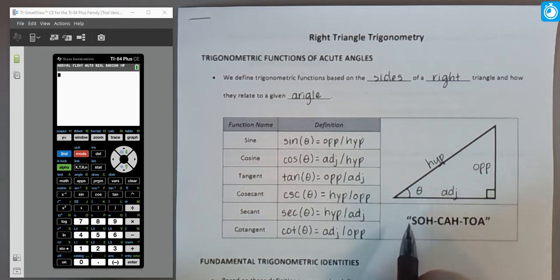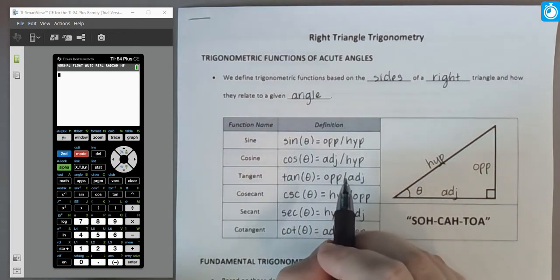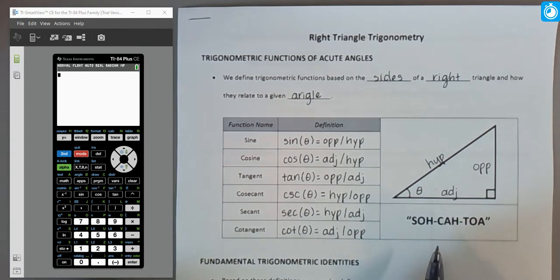So sine is defined as the opposite side divided by the hypotenuse, so SOH. Cosine is defined as the adjacent side divided by the hypotenuse, so CAH. And then TOA, tangent, is defined as opposite over adjacent. So this is going to be a good tool to help you remember what those 3 ratios are while you're starting to learn these. Now cosecant, secant, and cotangent, notice those aren't included here.